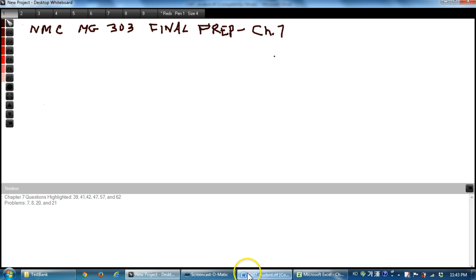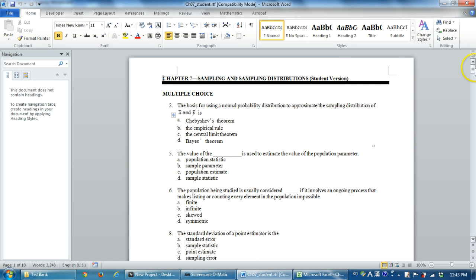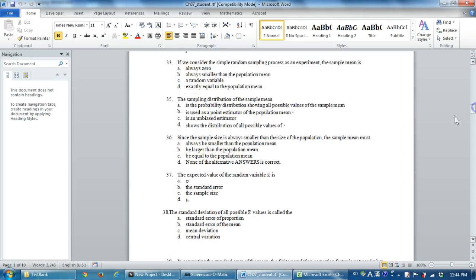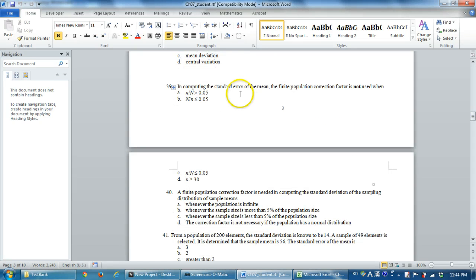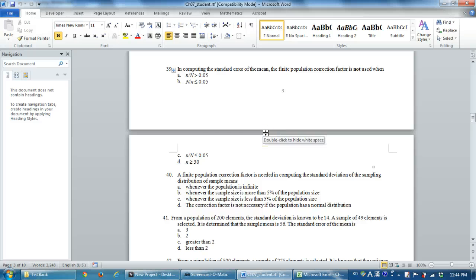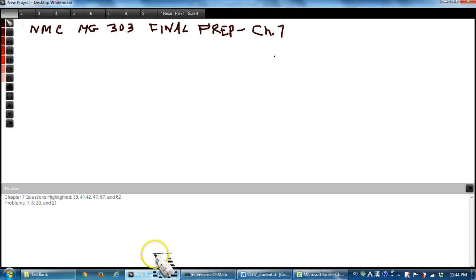When you take a look at the test bank that I gave, one of the questions, 39, is: in computing the standard error of the mean, the finite population correction factor is not used when... the answer is C. Why don't you read pages 311 to 312? Actually, at the bottom of page 311, you may take a look at the finite population correction factor.